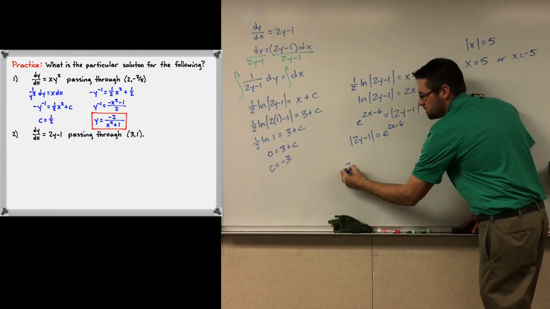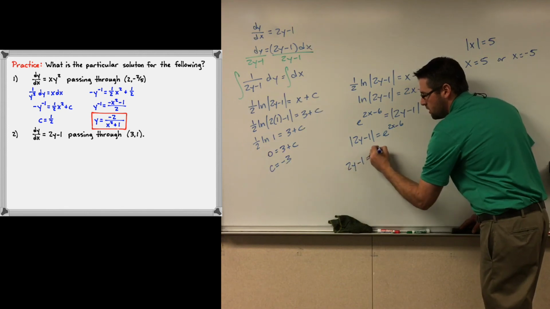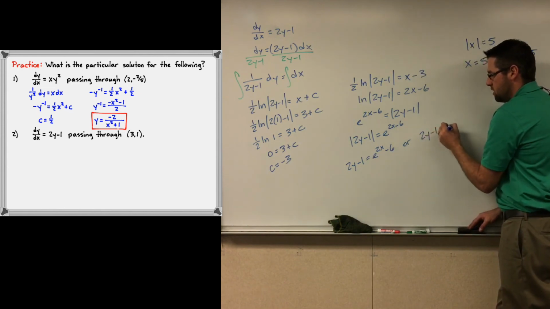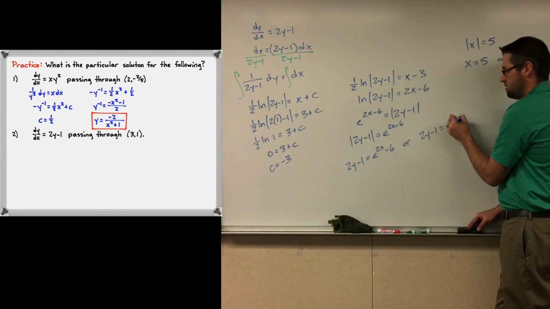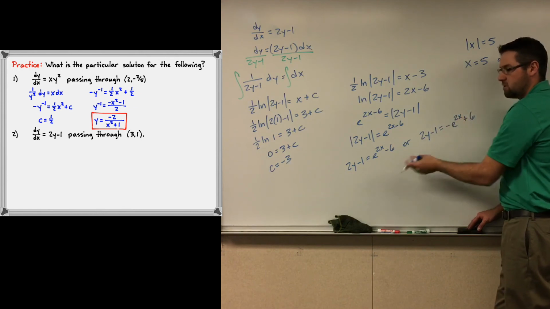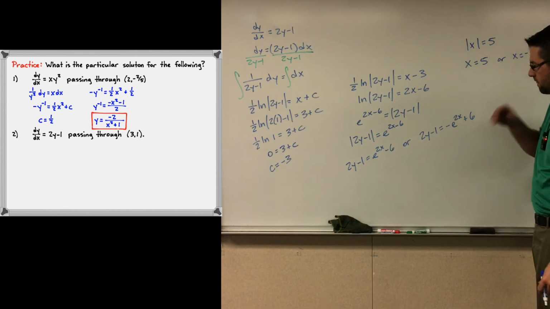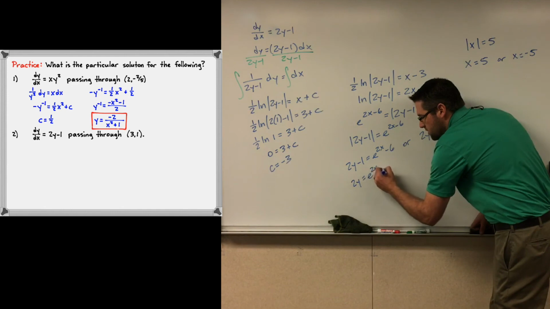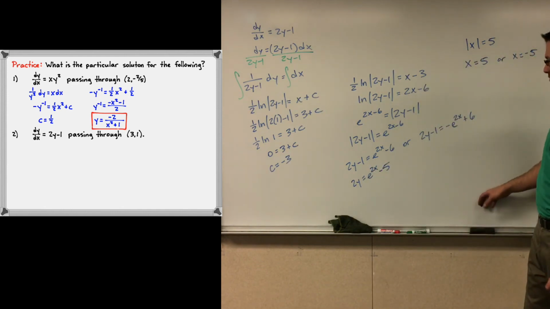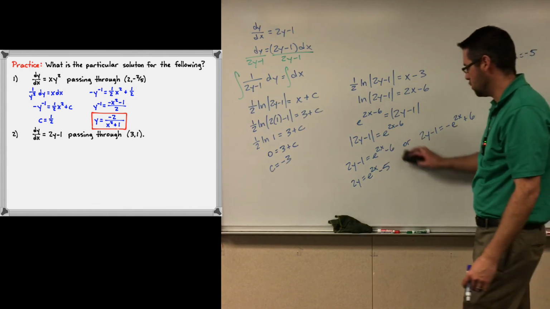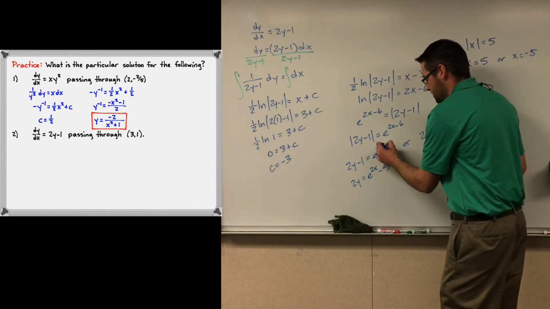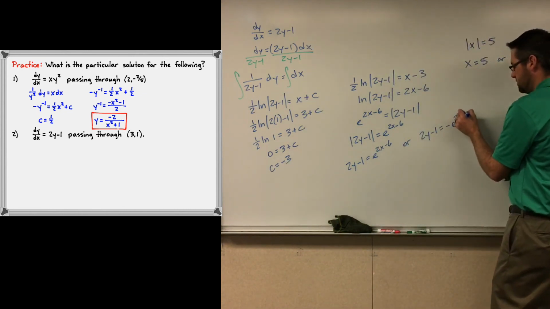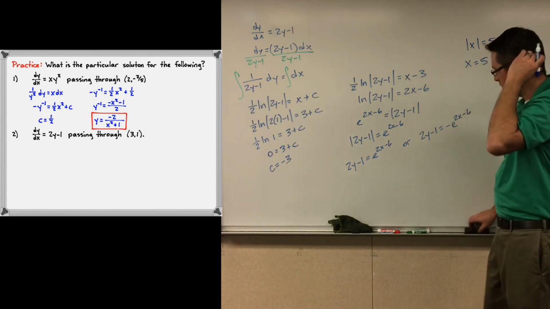If I'm going to break it into two cases, 2y minus 1 equals e to the 2x minus 6, or 2y minus 1 equals negative e to the 2x minus 6, because I have to distribute the negative, right? Okay. Solving for each one of these, 2y equals e to the 2x minus 5. The 6 is part of the exponent. Oh, it was, huh? Yeah. Whoops. Sorry. 6 was part of the exponent. So minus 6. Okay. Thank you.